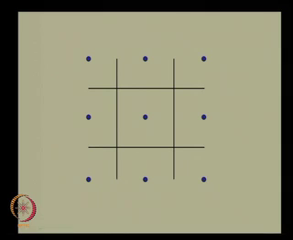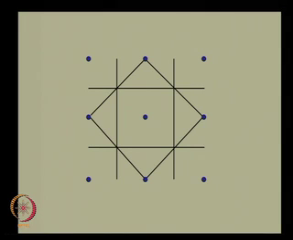We will continue the exercise. We will get another set of bisectors based on lines that connect this point to its next nearest set of neighbors, which are here, right. So, this is what we would do.